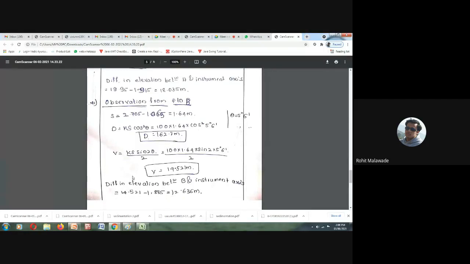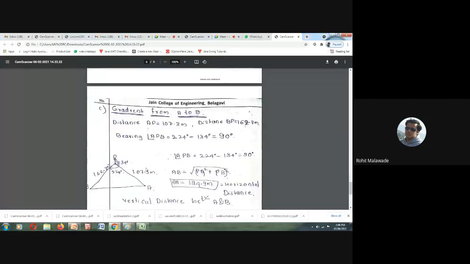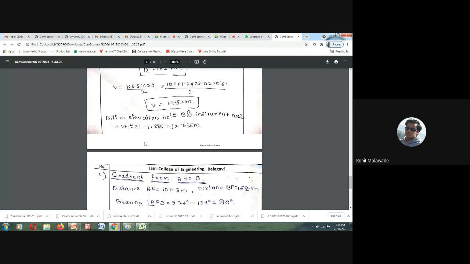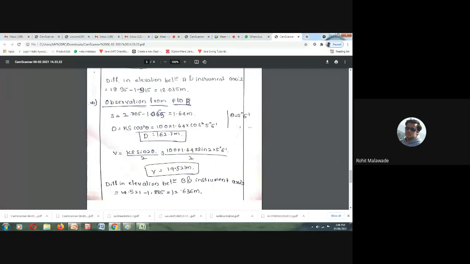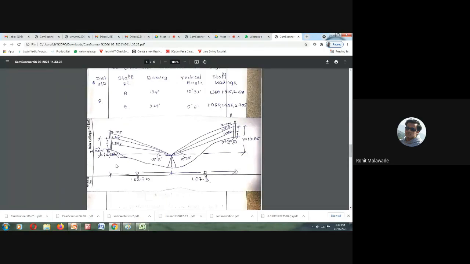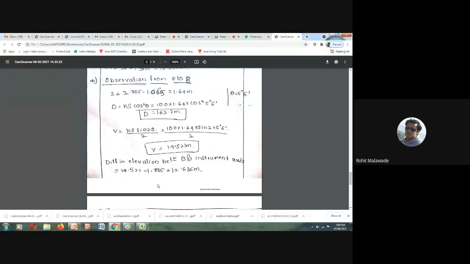So 162.7 meters. Now V is equal to, again, half into Ks sine 2 theta, where K is 100, S is 1.64, and theta is 5 degrees 6 minutes. So the difference in elevation is V minus your center hair reading. V is 14.521 minus 1.885. So we get B value as 14.521 minus 1.885, which is 12.636. All right, it is 12.636. Is it clear?